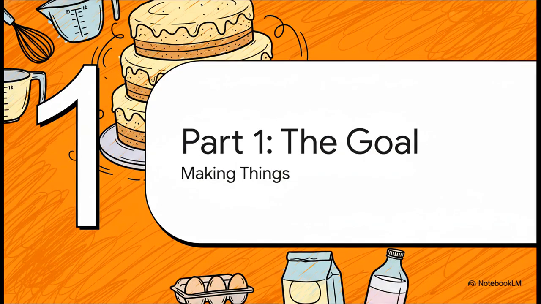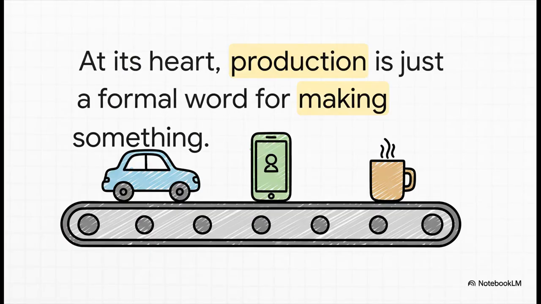Okay, so let's start with the easiest part of our puzzle, the very last word, production. It's a word we hear all the time, but what is it really in this context? That's it. It's really not complicated. At its heart, production is just a fancy word for making something. It could be a car, a smartphone, a coffee mug. You get the idea. Anything, really.